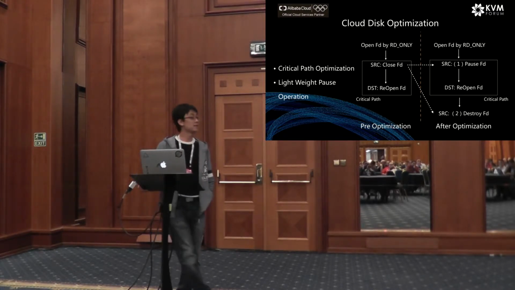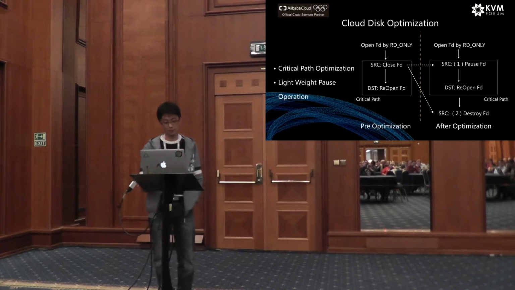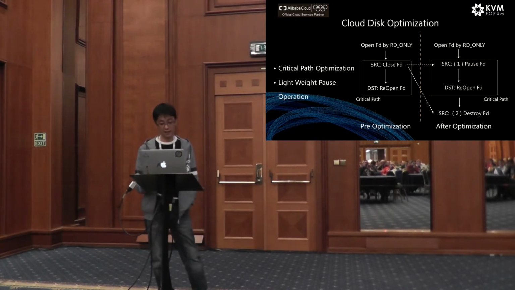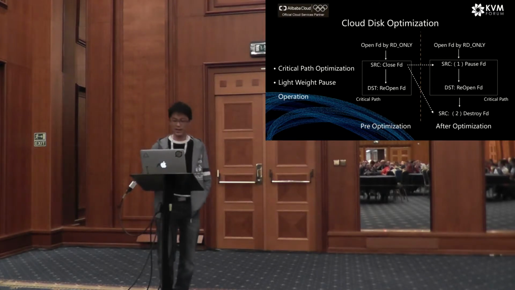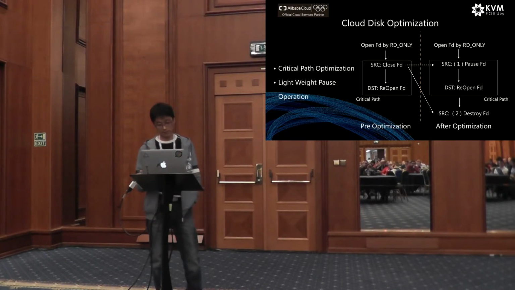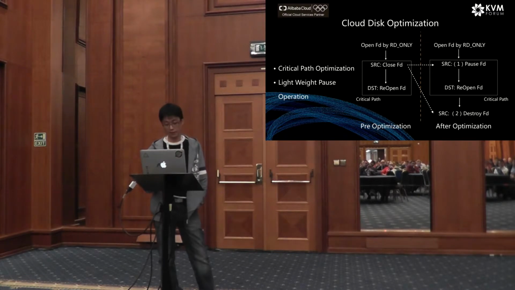However, what we find is that closing the FD in a distributed file system is very time consuming, as a lot of metadata and negotiating messages will be transferred between the client and the server. So here we introduced a pause operation for the FD. It is just a very light action since it only blocks IO from the host, so that the destination can reopen the FD with read-write operation as soon as the migration happens. It just likes to tell the file system: take it easy, I'm just in between of the migration.